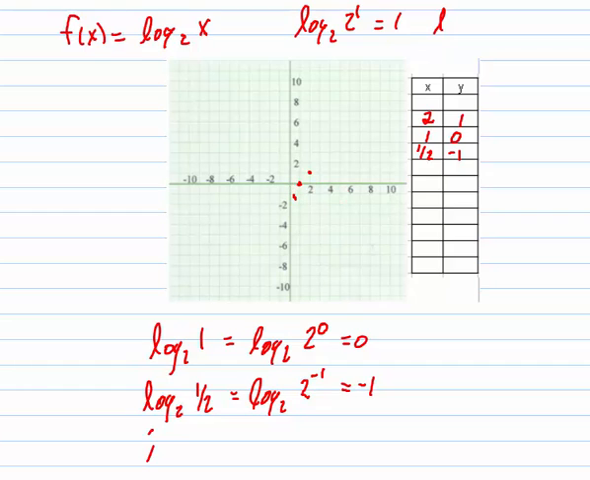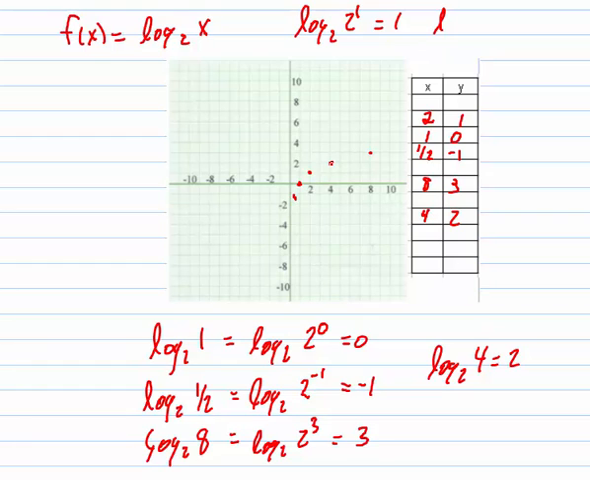And what about log base 2 of 8? Well, that's equal to log base 2 of 2 cubed. So I'm extracting the exponent, so it's 3. So I get 8 and a point 3. So I got (8, 3) here. What about 4? It's log base 2 of 4. 4 is 2 squared, so I get 2. And I get (4, 2) here.